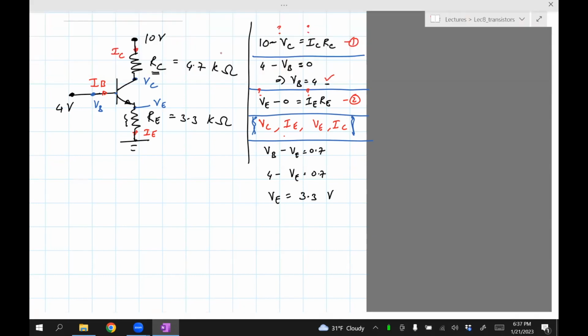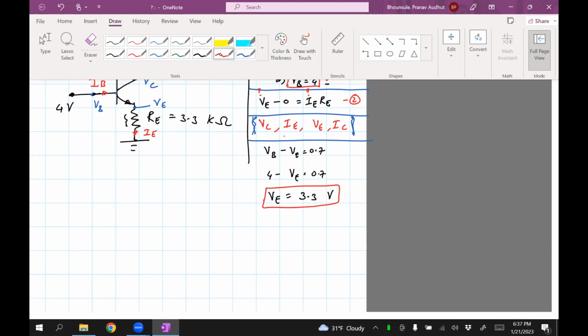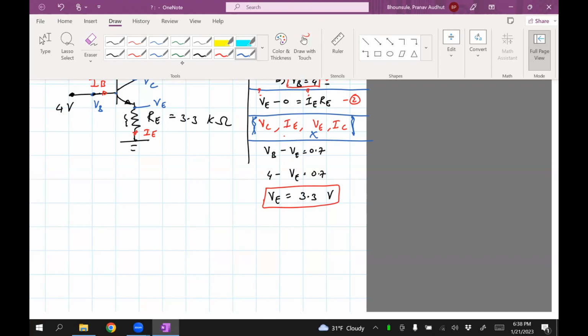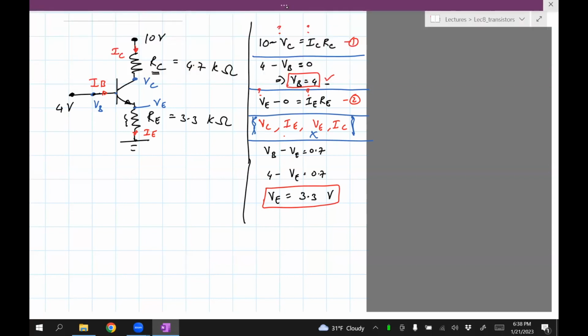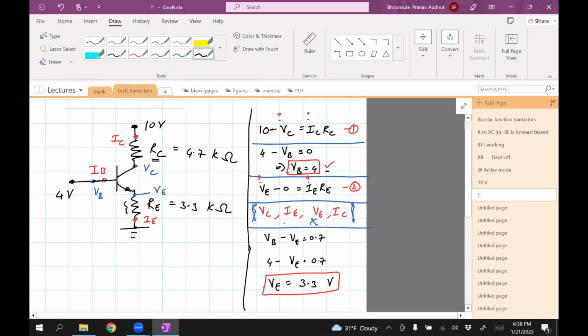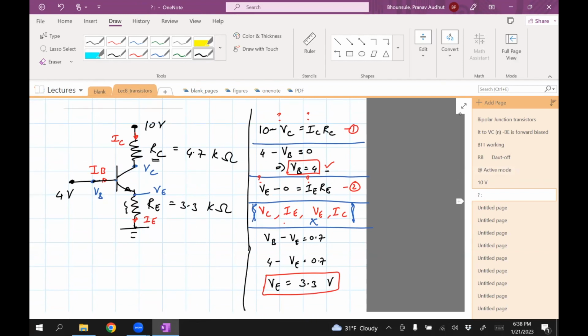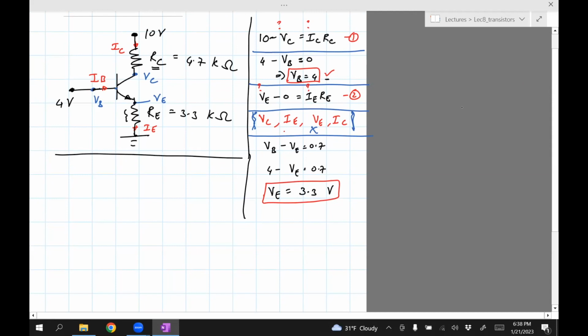Okay, so we have so far computed VB, we have computed VE. So this unknown is gone. We still have to compute VC, IE, and IC, so we need to generate at least 3 more equations. We're not done using all the equations for active mode. Let's go back and see what the equations are. I have not used this equation, nor have I used this equation. So let's write those 2 equations down. We have IC is beta times IB, and then we have IE equals IC plus IB.